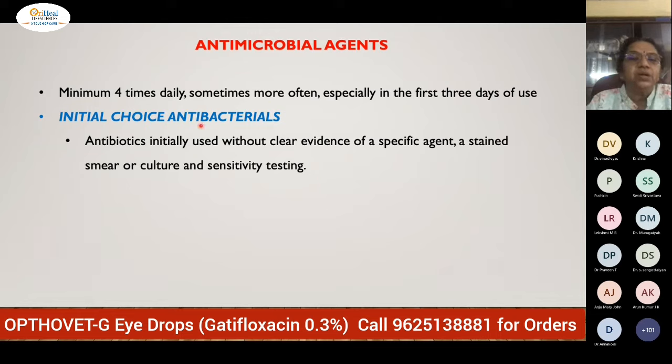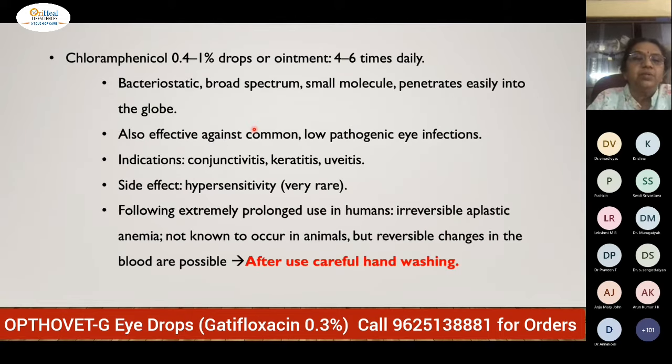Antimicrobial agents are commonly used. You can use them for the first few days, and if you are not getting an improvement, necessarily you should do a sensitivity test and then proceed with the antibiotics. So antibacterials, it is actually the initial choice of antibacterials. You can choose starting from quinolone derivatives like gatifloxacin or moxifloxacin, etc. Then if it is against gram negative, you have to accordingly do a sensitivity test and choose the antibiotic. Chloramphenicol is a commonly used antibiotic, and its ointment and drops are also available.